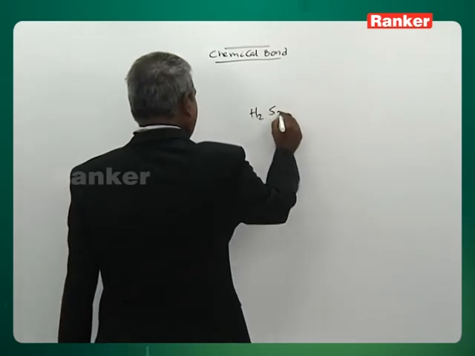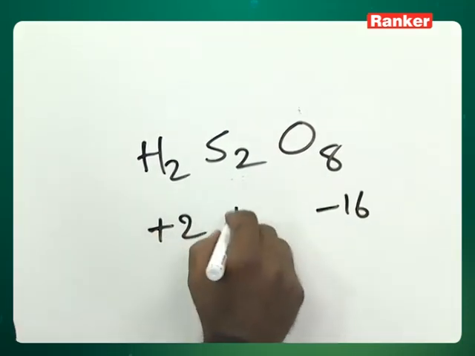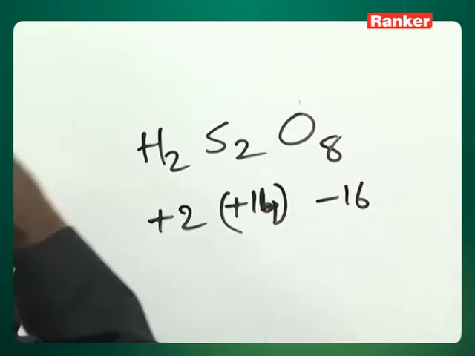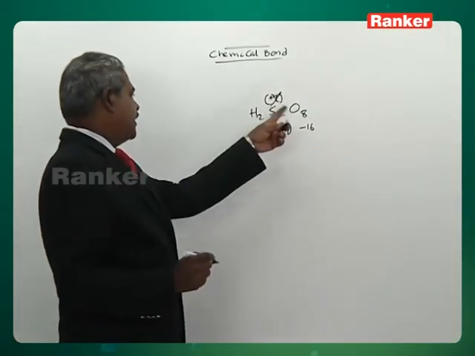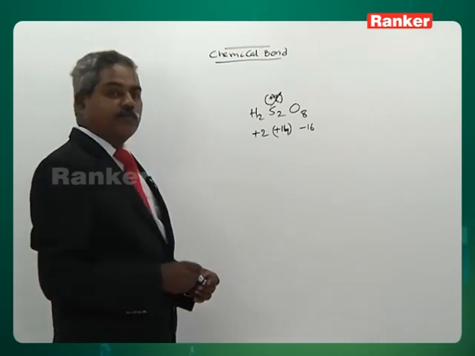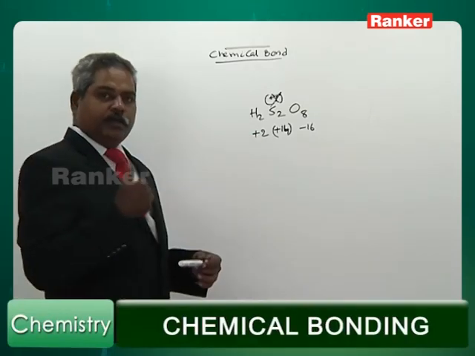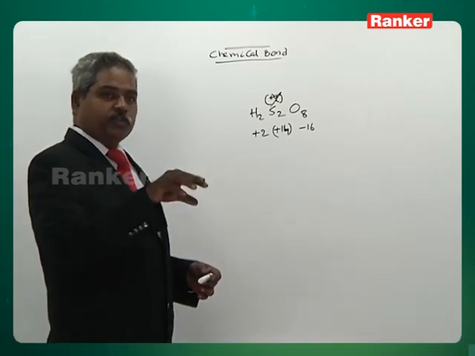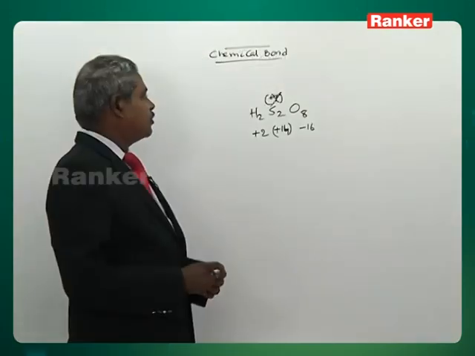H2S2O8, do you have a peroxy bond in it? 8 oxygens minus 16, 2 hydrogens plus 2, 2 sulfurs plus 14. Each sulfur is getting plus 7, so this is impossible. Therefore, this contains a peroxy bond. This molecule is called per-disulfuric acid. Like that, if you have a fixed oxidation state, that will decide. If you don't have a fixed oxidation state, you give minus 2 to oxygen, and if all others are happy, then it's okay.